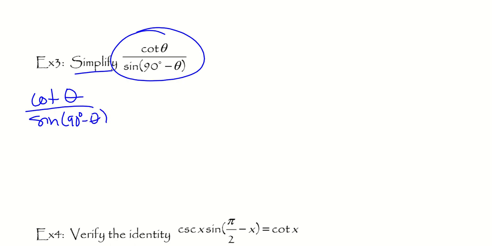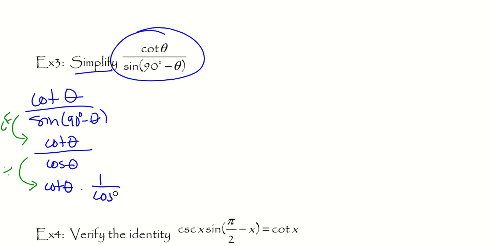So the first thing I'm going to do is apply my cofunction identity to the sine of 90 minus theta, and I have my cotangent of theta on top over the sine of 90 minus theta, which is the same thing as the cosine of theta. Now, I'm going to use my definition of division, and I'm going to rewrite this as the cotangent of theta times 1 over the cosine of theta.